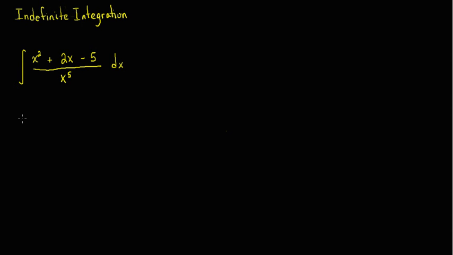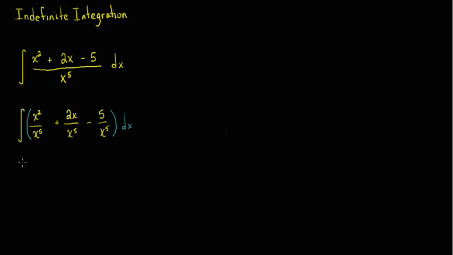So what I can actually do is rewrite this the following way. I can say that this is the same thing as x squared over x to the fifth plus 2x over x to the fifth minus 5 over x to the fifth, and we want to find the antiderivative of all of this, so this will be all with this dx there. And the next thing that I can do is apply my rules of exponents. So the next thing I need to remember is, when I'm dividing two things that have the same base, I can just subtract these exponents.